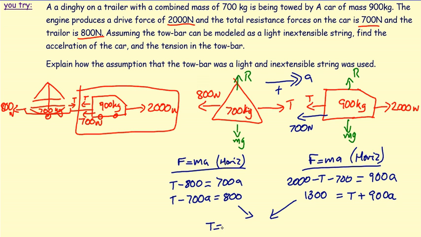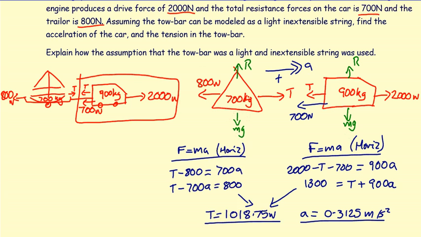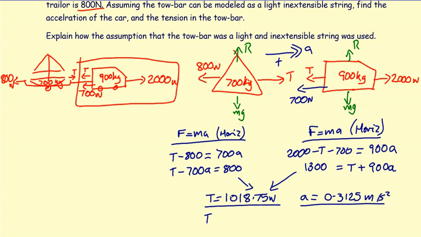And we're just going to get T equals 1,018.75 newtons, and acceleration equals 0.3125 meters per second squared. We could round that to an appropriate degree of accuracy, but there's no need because the question doesn't include gravity, but we will, just in case, so we'll say it to three significant figures. We've got 1,010 newtons, and A equals 0.3125, to three significant figures, meters per second squared.